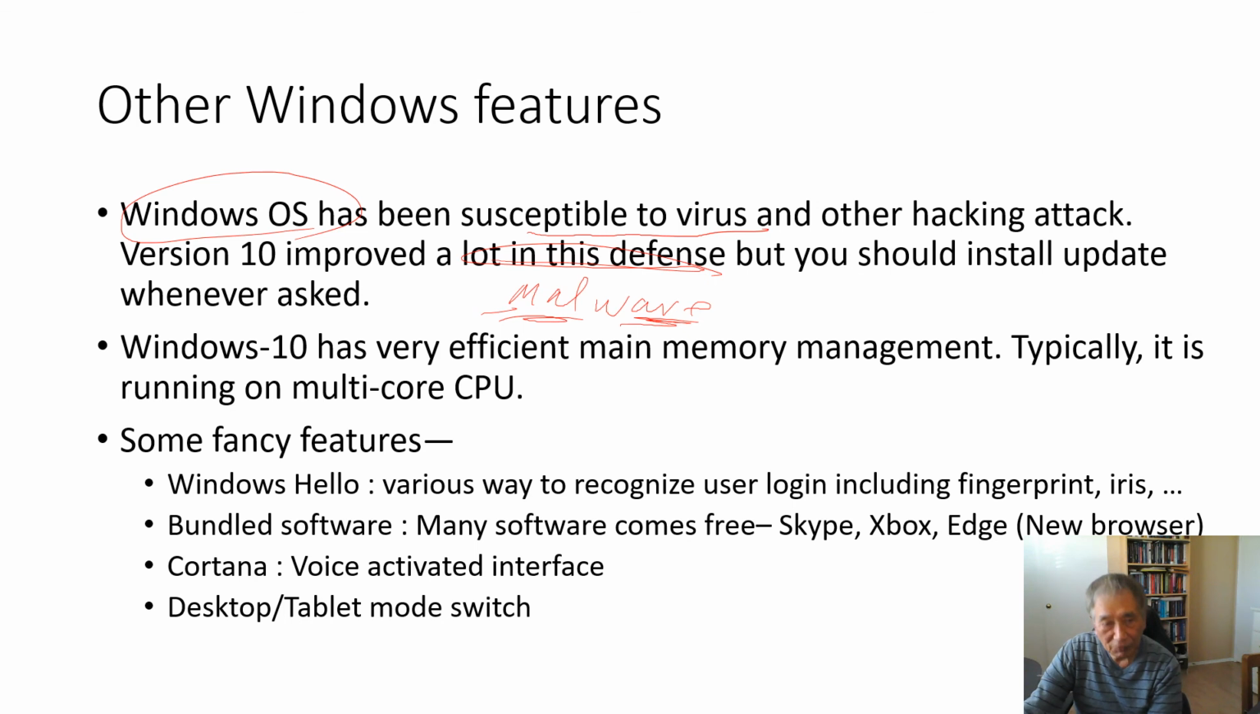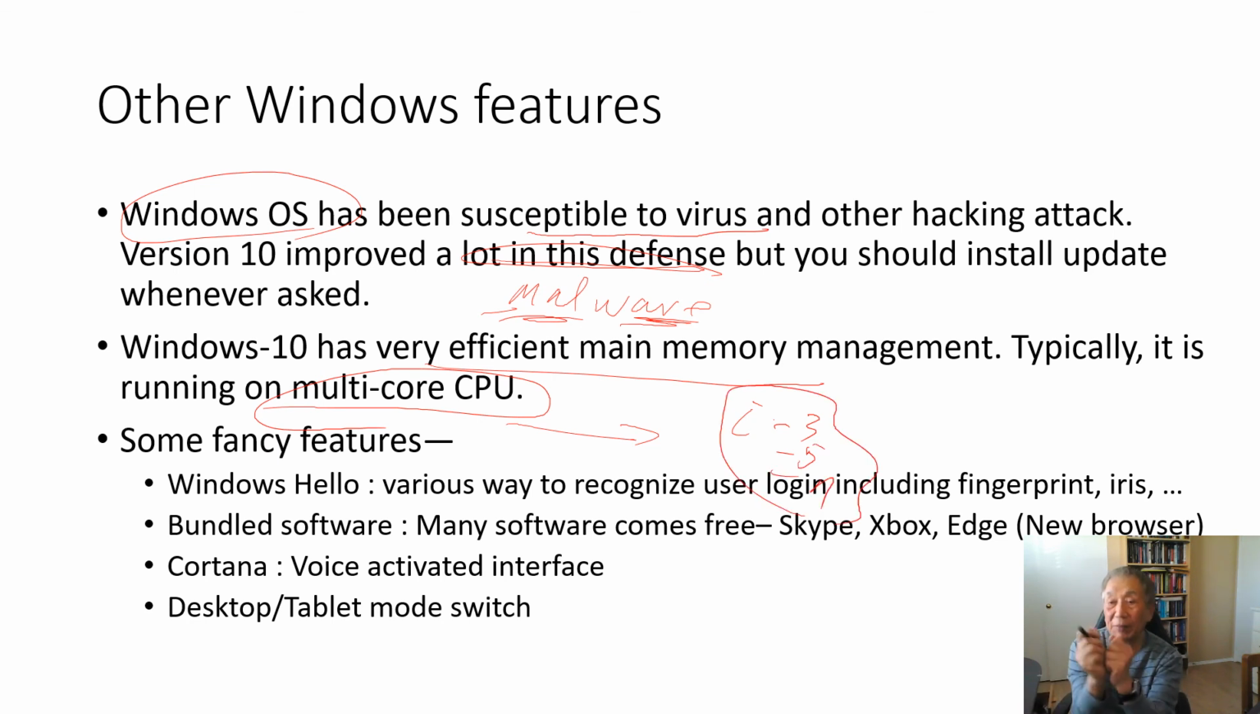So for the Windows operating system, Microsoft keeps collecting those attacks and defense mechanisms as part of patch corrections. And Windows 10 is very efficient with main memory, and it runs on multi-core CPUs. You have heard about i3, i5, i7, those kinds of processors. They have many CPUs inside one chip.